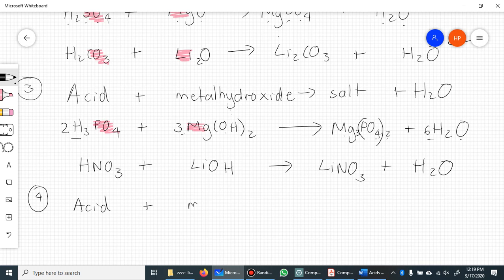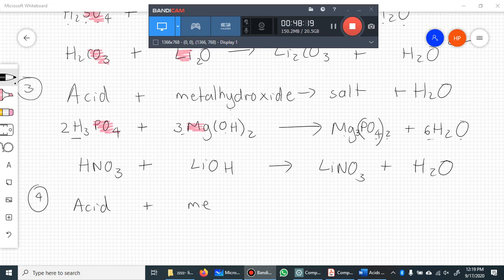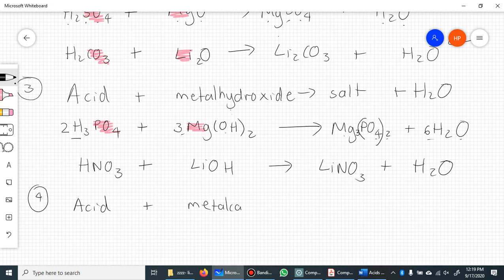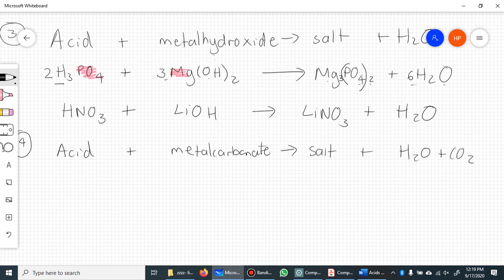An acid plus a metal carbonate gives me a salt. Let's actually just write the salt from the get-go. Plus water plus CO2. So rule number 4 has got a different thing. And the reason is because the metal carbonate has an extra carbon in it. So it needs to go somewhere, so that forms the carbon dioxide.